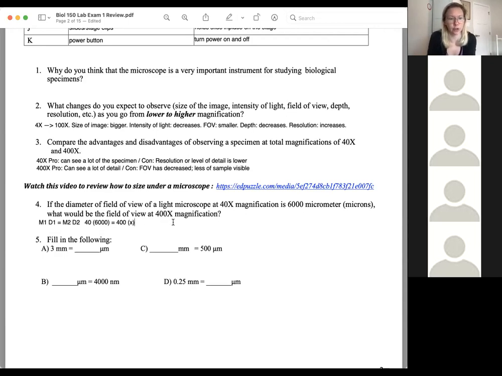Okay, so what is the solution here? X equals 46,000 micrometers divided by 400. Let's see, 40 times 6,000 is 240,000, divided by 400 equals X. And what does that come out to? 600 micrometers. Exactly, 600 micrometers, or microns. That is our answer there.